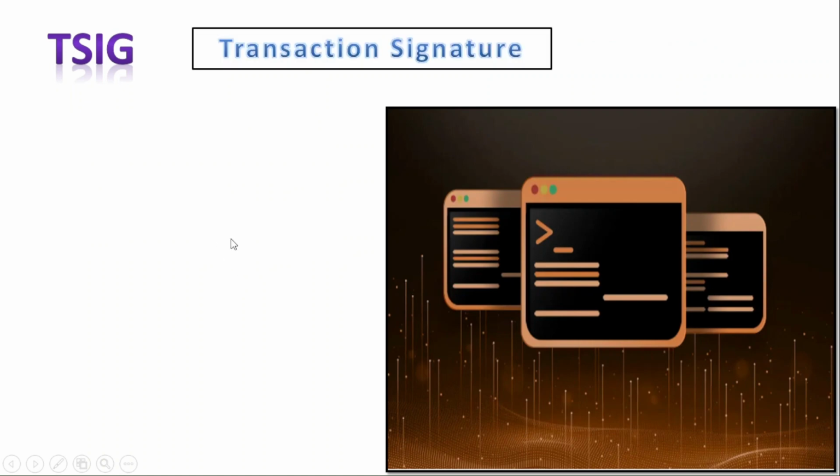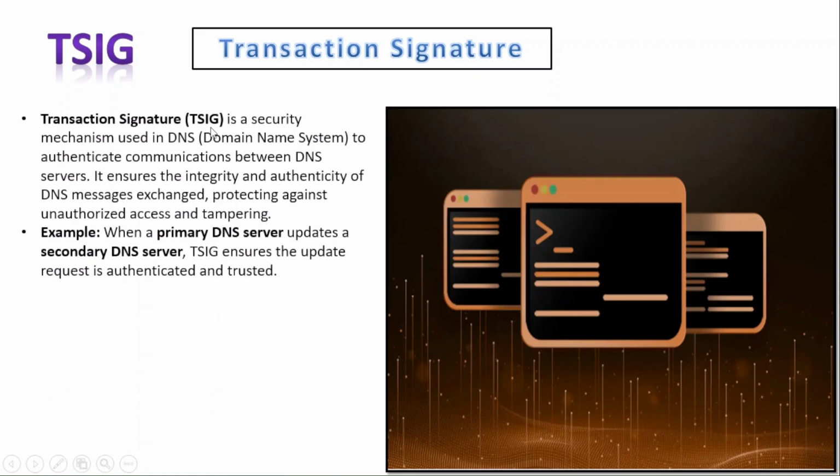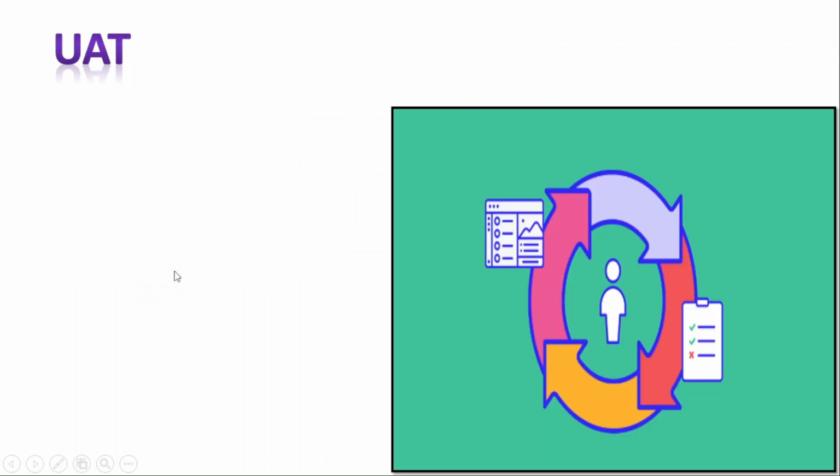TSIG, that is Transaction Signature. So transaction signature, or TSIG, is a security mechanism used in DNS, that is domain name system, to authenticate communications between DNS servers. It ensures the integrity and authenticity of DNS messages exchanged, protecting against unauthorized access and tampering. Example, when a primary DNS server updates a secondary DNS server, TSIG ensures the update request is authenticated and trusted.